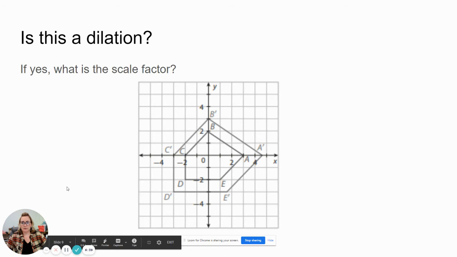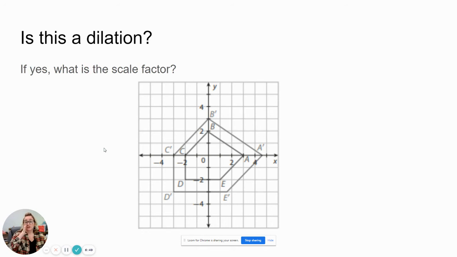Okay, so let's look at this one. Is this one going to be a dilation? And if it is, can we find a scale factor? Okay, so hopefully you were able to see that this is for sure a dilation, right? It's the exact same shape, just bigger. This one is a little bit more difficult to find a scale factor in. You actually take the dilated figure and divide it by the original figure. So the scale factor for this one would be 3/2.